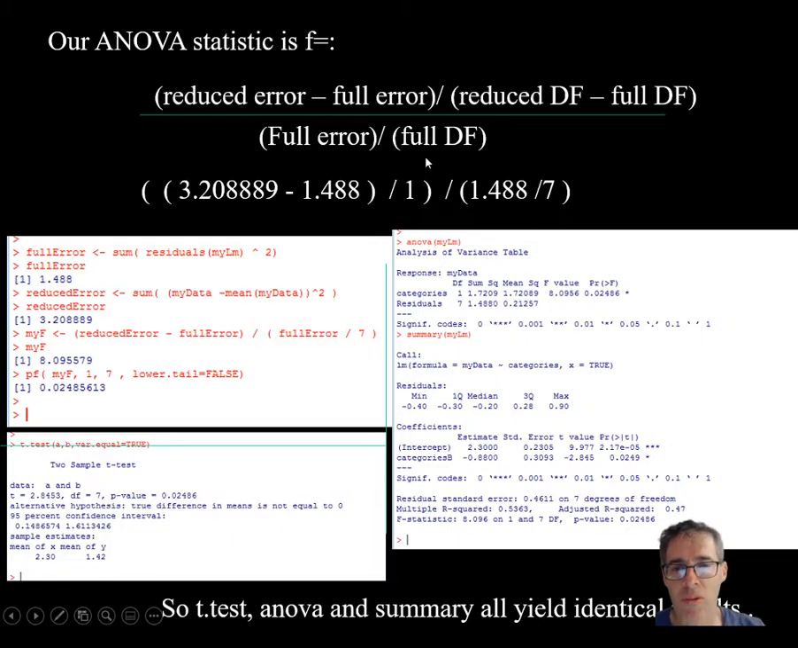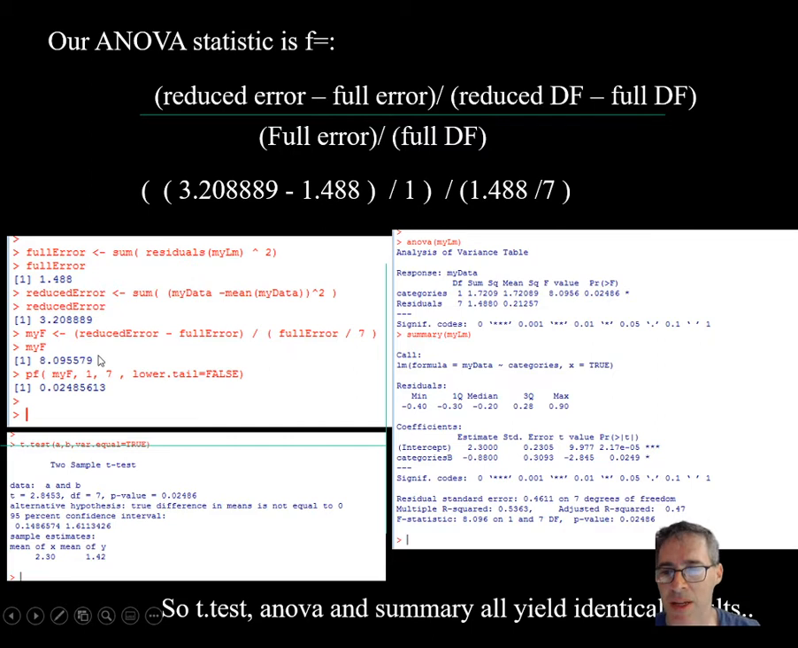We remember our formula: reduced error minus full error divided by the difference in degrees of freedom, divided by the full error divided by the full degrees of freedom. So I just put all this into R, right? So I calculate the full error as the model residual squared, the reduced error as xi minus x average squared. I plug this formula in right here.